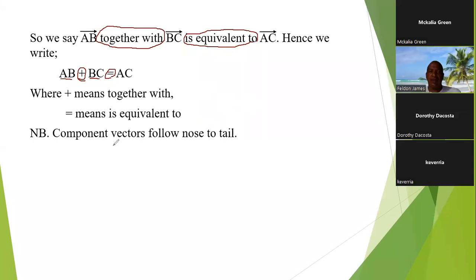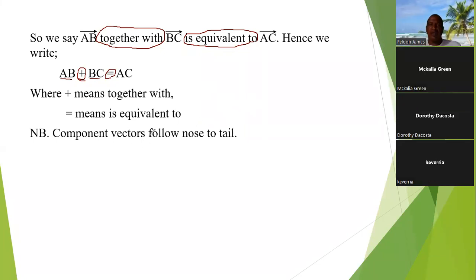When we are looking at the component vectors, you must always look at the arrow. So the nose of one arrow, or the point of one arrow, must be going into the tail of the other arrow. If they're following nose to tail, it means that any vectors that are following nose to tail, within that direction, that vector will hold the same sign. They are going in the same nose to tail. So if they are positive, the two vectors will be positive.